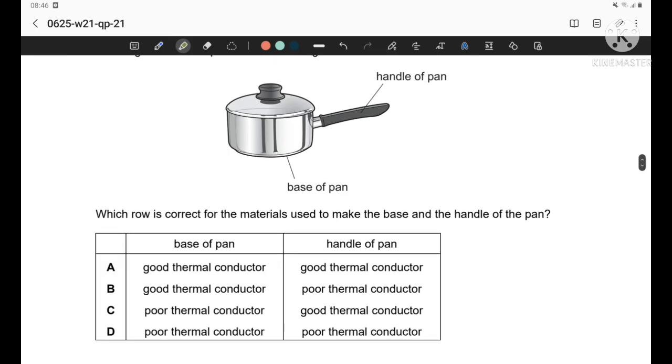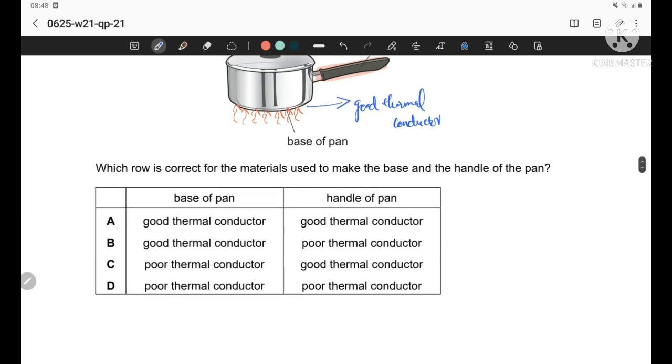So the base of the pan, we know that the base of the pan should be a good thermal conductor, because it should transfer heat from the fire, then only we can cook the food so quickly. So the base should always be made with a material which is a good thermal conductor, whereas the handle should not let the heat transfer.